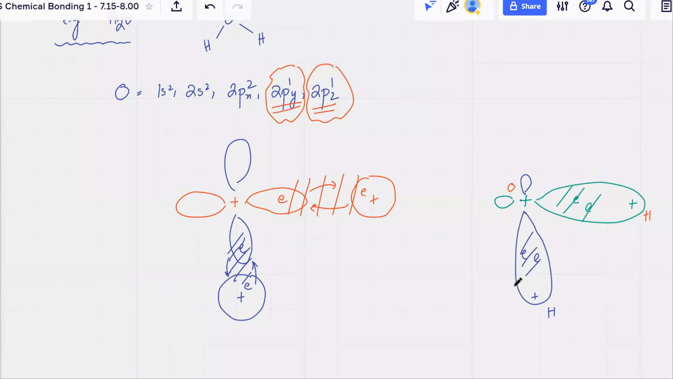Sigma is also referred to as the Greek symbol sigma. So you're forming two sigma bonds.